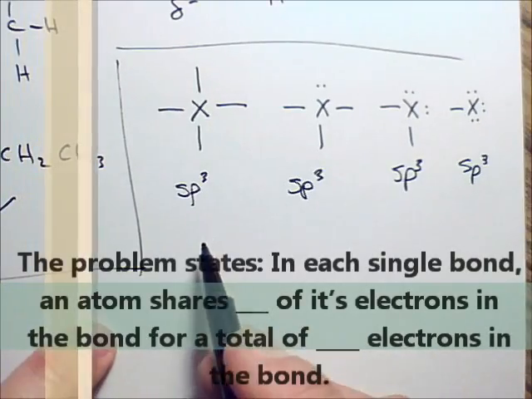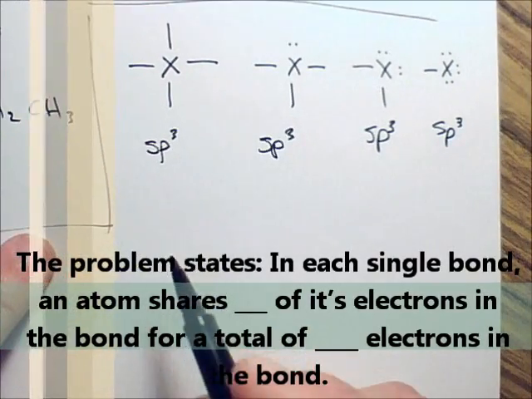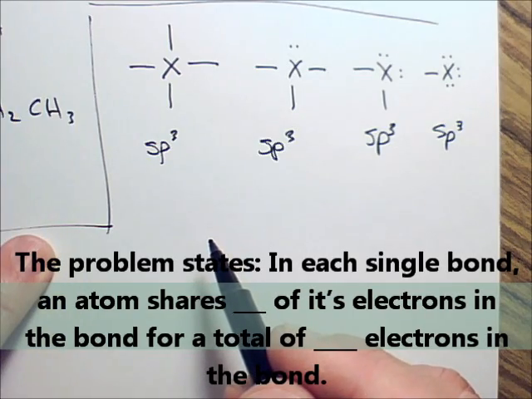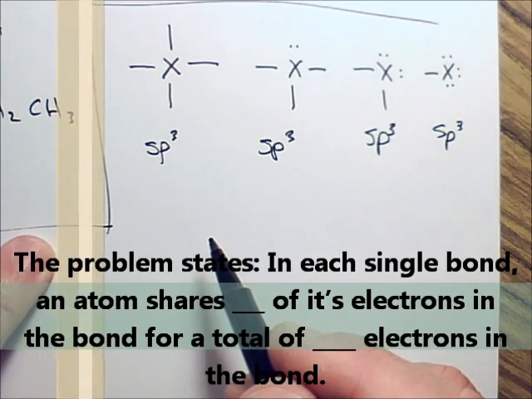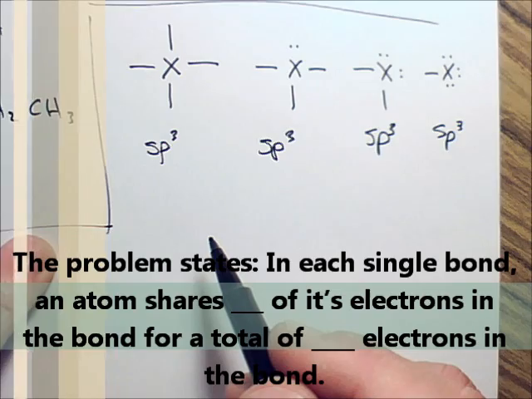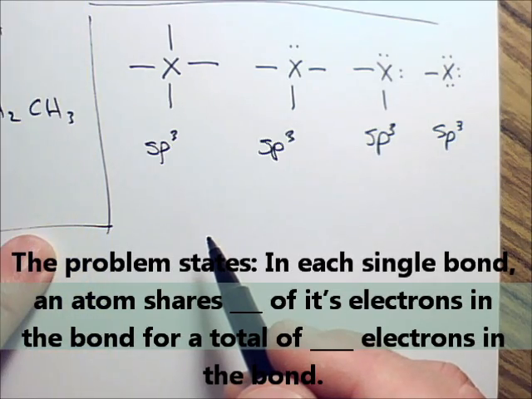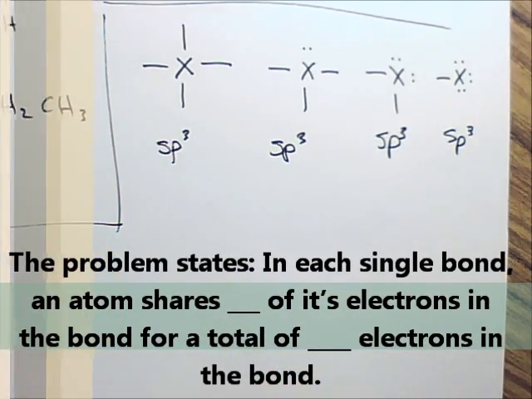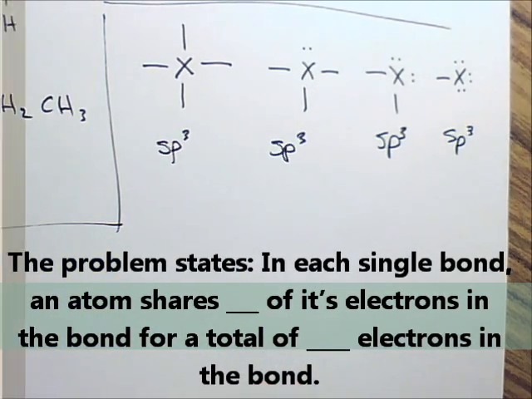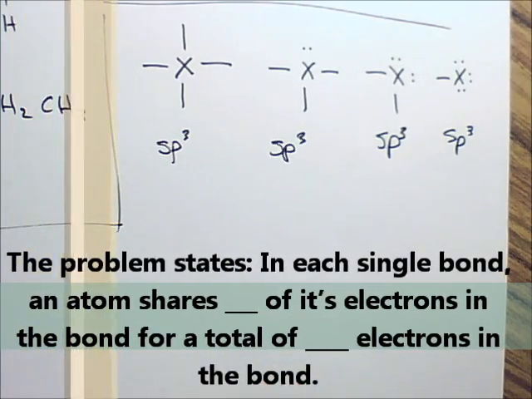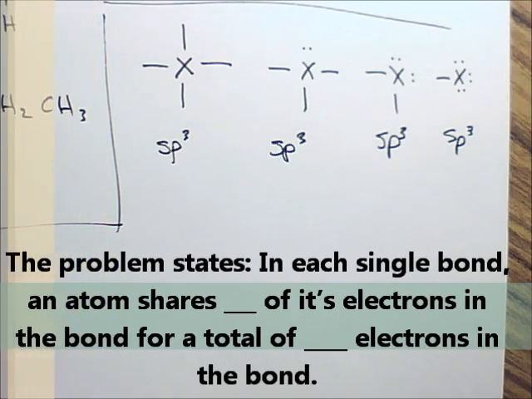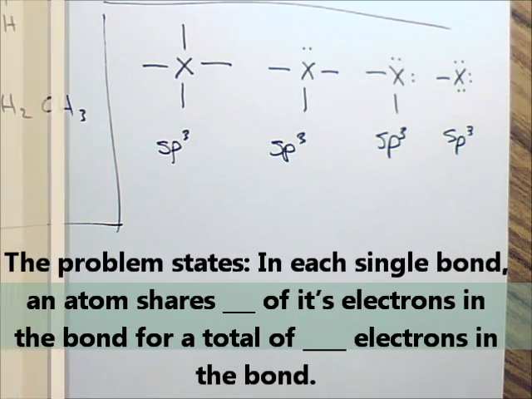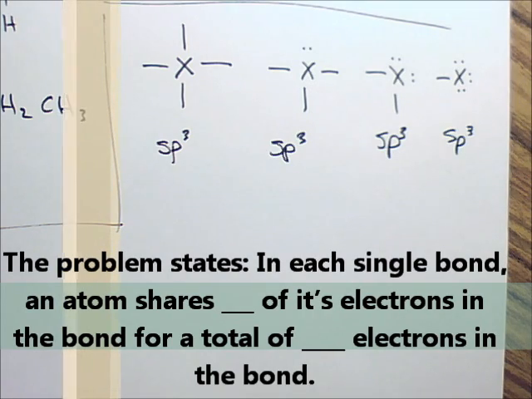Okay? So on number 24, it says on each single bond, an atom shares blank of its electrons in the bond for a total of blank electrons in the bond. On each single bond, an atom shares blank of its electrons in the bond. One of its electrons. Go ahead. 2 electrons in the bond.